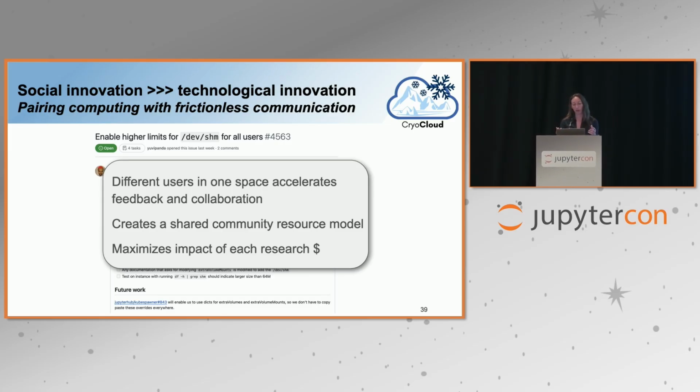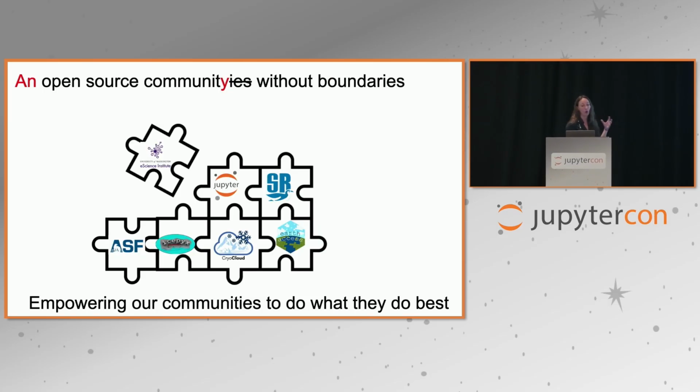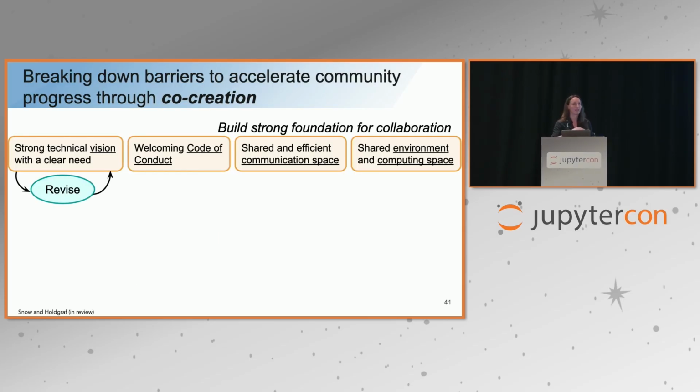This also creates a shared community resource model, so experts can do what they do best, and users don't have to become cloud engineers. And this really maximizes the impact of each research dollar. So this really creates an open source community without boundaries and empowers our community members to do what they do best. Now, as I said, we would have a model at the end for suggestions of what I think helps contribute to a thriving community and not just a Slack.